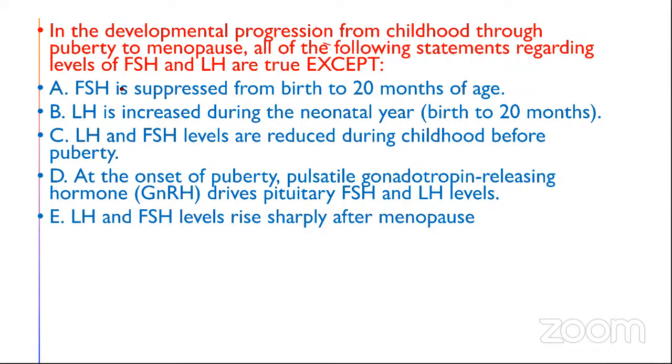pen thickness, right? So FSH is suppressed from birth to 20 months of age. LH is increased during neonatal year. LH and FSH levels are reduced during childhood before puberty. At the onset of puberty, pulsatile GnRH drives the pituitary LH and FSH. LH and FSH levels rise sharply after menopause. Reproductive physiology is a very important topic and you should always be aware of it. So that's the reason why I've kept one more question on the reproductive physiology.